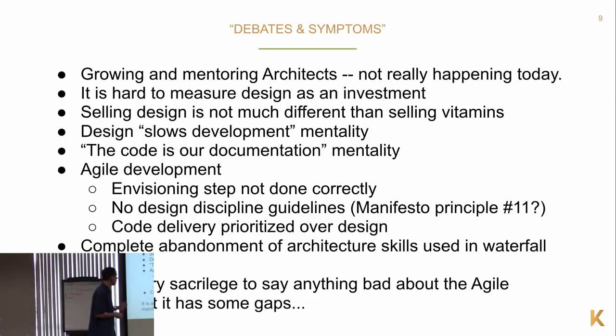And so what we end up with is a complete abandonment of the architectural skills that we really had in waterfall. Oftentimes I find a lot of developers who know just basic UML, don't know the principles around that, or how to diagram things. We'll get into this again. And this is an interesting thing here. I almost took this from Simon Brown. He says it's an industry sacrilege to say anything bad about the Agile Manifesto, but it has some gaps. Nothing's perfect, right?